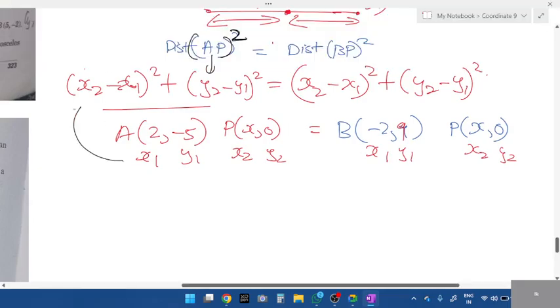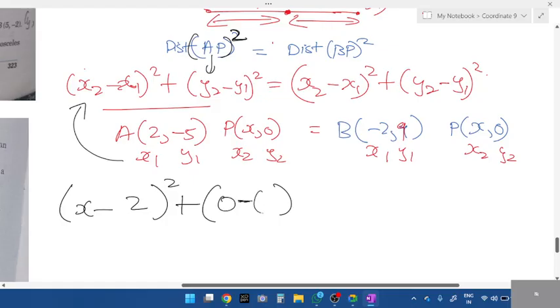We have to substitute this. Tell me the answer, students. What is x2? All of you will respond. x2 is x minus, what is x1? 2 the whole square plus. Use the above formula. What is y2? 0 minus what is y1? Minus 5. Minus of minus 5 whole square.